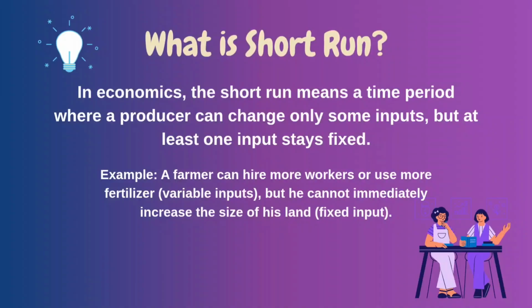In economics, the short run is a time period where a producer can change only some inputs, but at least one input stays fixed. For example, imagine a farmer. He can hire more workers or use more fertilizer. These are variable inputs, but he cannot immediately increase the size of his land, which is a fixed input. That's what makes it a short-run scenario.